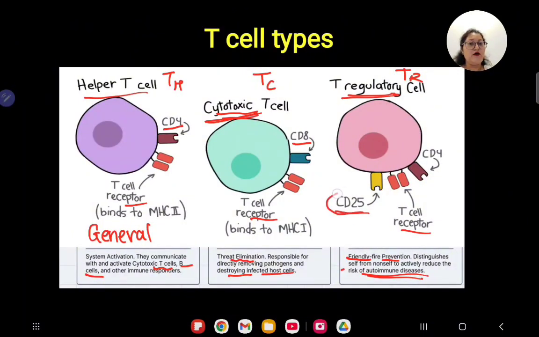The TR cells, on the other hand, have CD25 as their receptor. The cytotoxic T cells have CD8 as their receptor. So far, these are the types of T cells. Let's quickly move on to the next part.